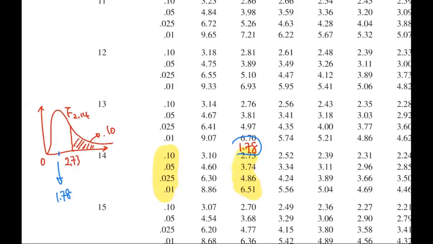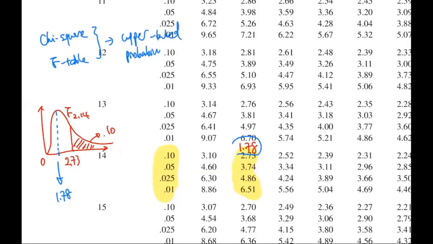So for 1.78, now we have to figure out what the p-value is. The p-value for both the chi-square and F table is always an upper tail probability. I've already explained that for chi-square, so you focus on the upper tail. The p-value for our 1.78 is going to be this part.